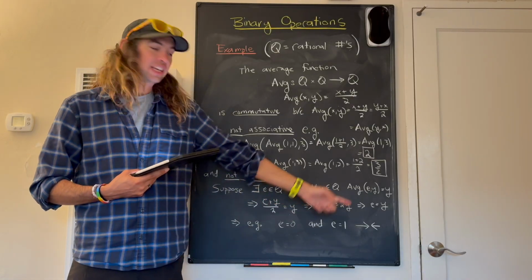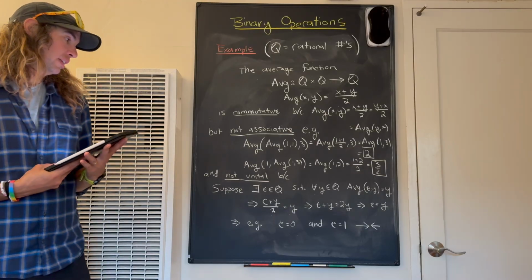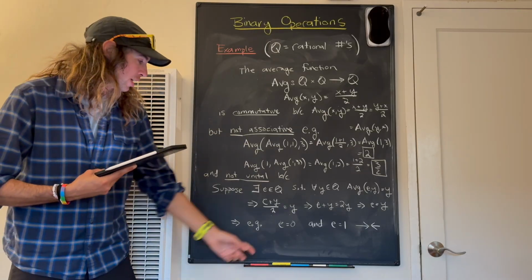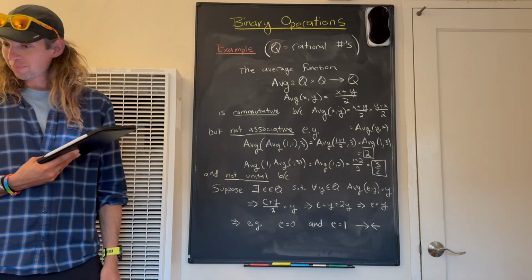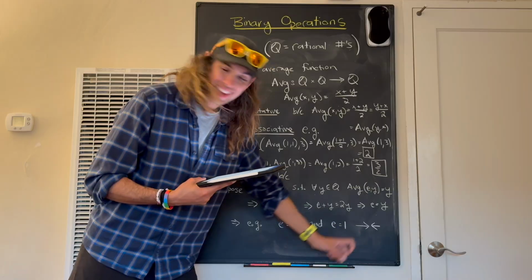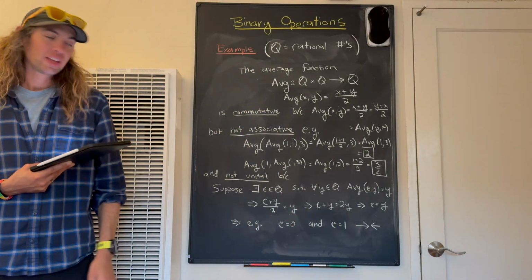So I have that E must in fact be equal to every element of Q. And this is not possible because there's more than one element of Q. For example, this would imply that E is 0 and E is 1, but 1 and 0 are not the same. That's a contradiction, and that means that it's not unital. Great.